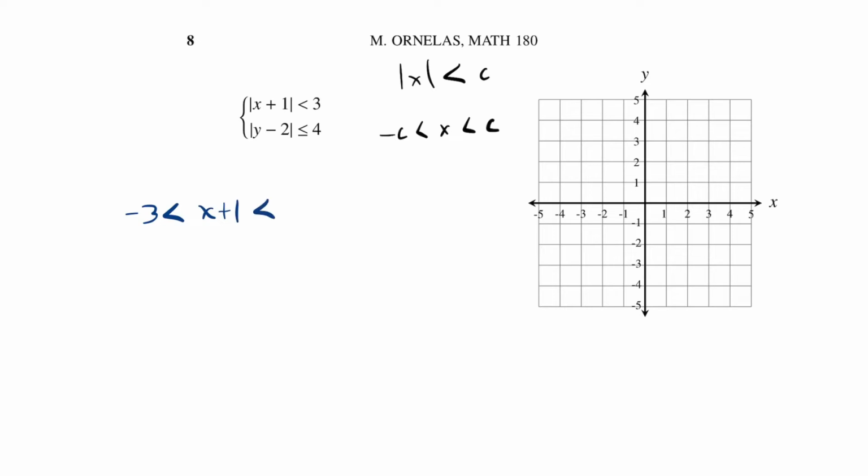So let's apply that definition to the top one. If you do that, you're going to get negative 3 on the left, x plus 1 in the middle, positive 3 on the right. Now we can solve for x by subtracting 1. Should get negative 4 less than x less than 2.